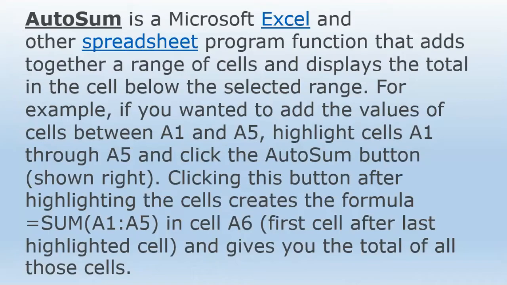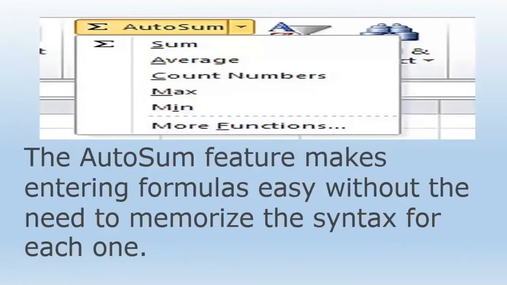For example, if you want to add the values of cells between A1 to A5, highlight the cells A1 through A5 and click the auto sum button shown on the right of the column. I will show you where the auto sum button is. There is the auto sum button, and this is the sign of the auto sum. So this is the auto sum button.